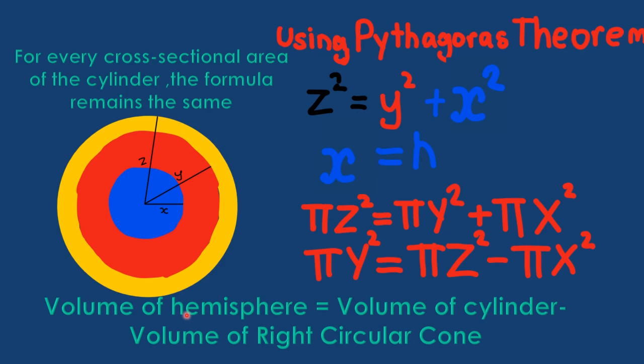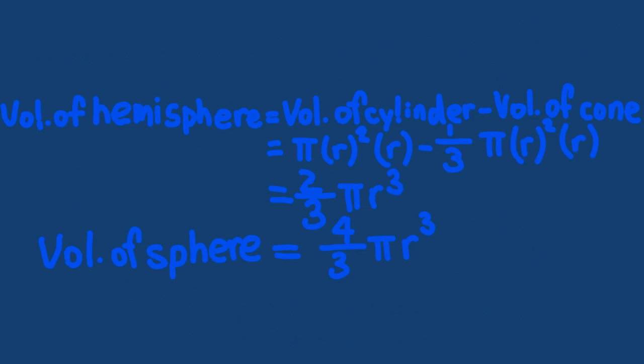So the volume of a hemisphere is equal to the volume of a cylinder minus the volume of the right circular cone. So the volume of a hemisphere will be pi r squared times radius, because the radius in the previous diagram is the same. So it's actually pi r cubed minus 1/3 pi r cubed, which is equal to 2/3 pi r cubed. Since the volume of a sphere is twice the volume of a hemisphere, the volume is 4/3 pi r cubed.